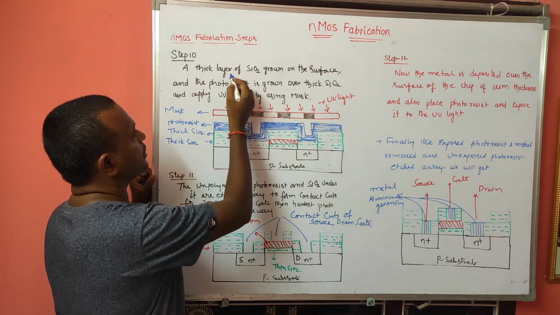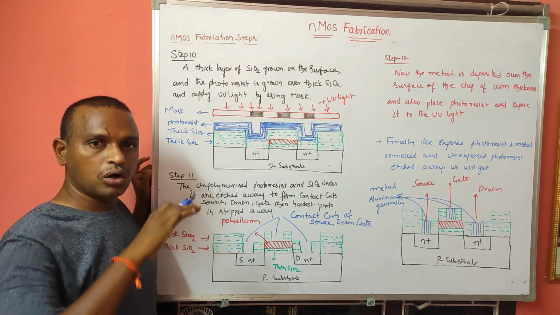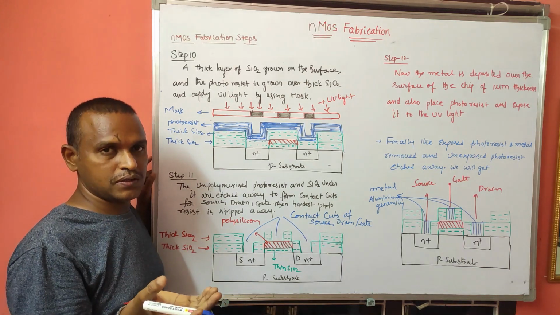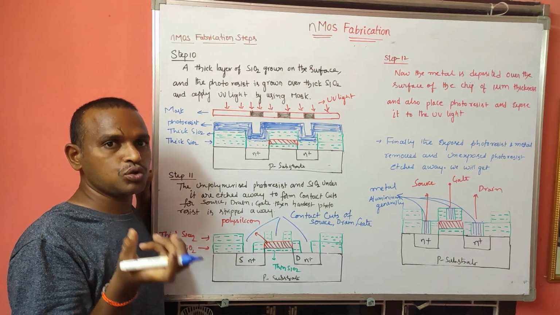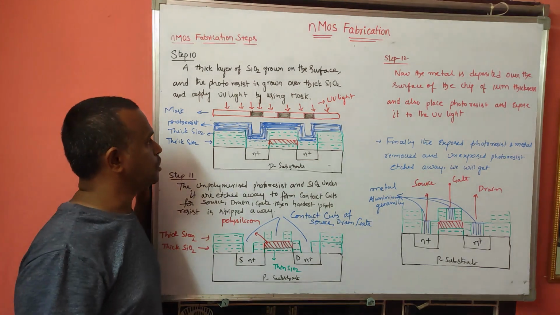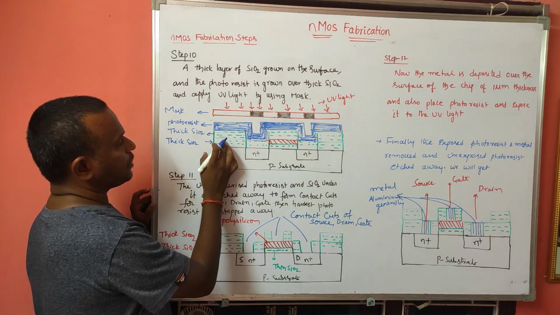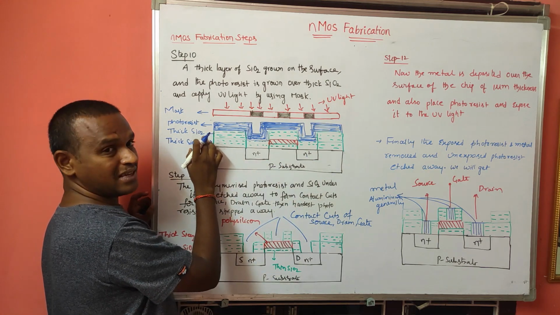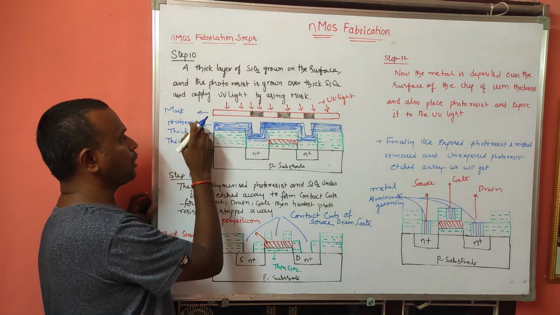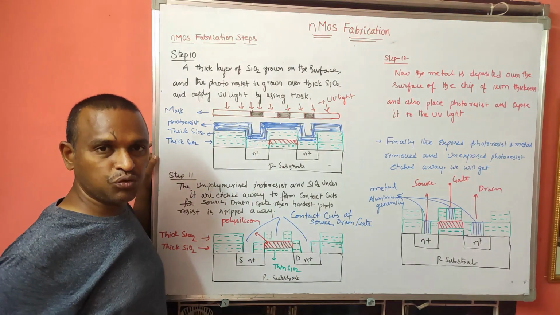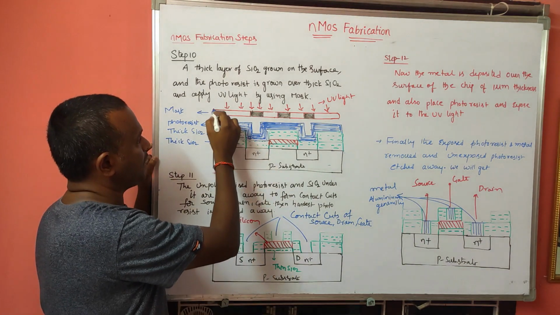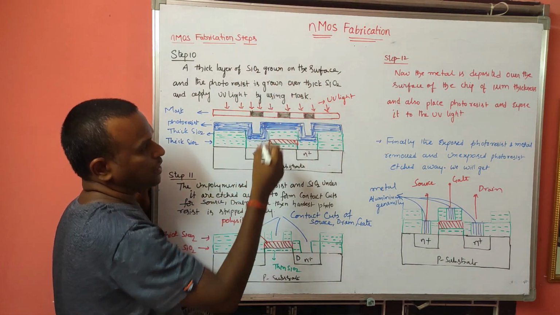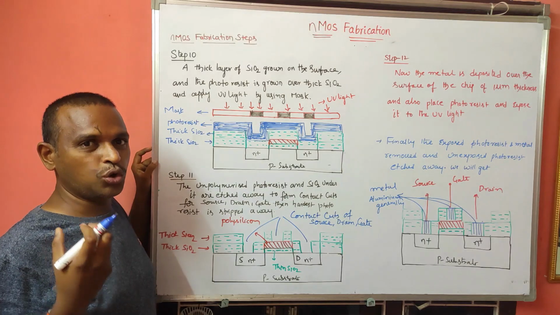For that purpose, a thick layer of SiO2 is grown on the surface, and on that one we will place again the photoresist, and that photoresist is exposed to the UV light. Okay, so that's what we are doing here. After the formation of the source and drain, we will place thick SiO2 again. On that one we are placing the photoresist. Okay, so after that I am using a mask here by exposing this photoresist to the UV light.